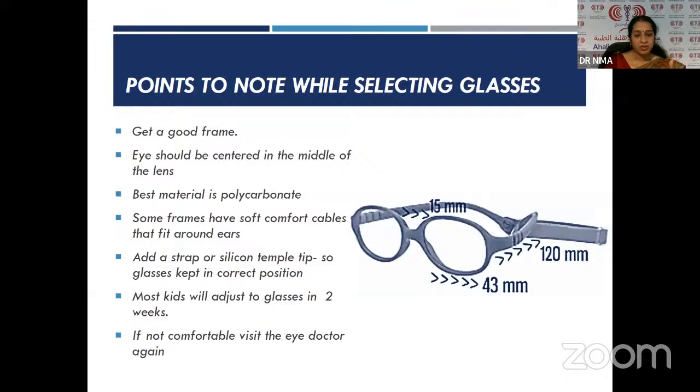So, what are the points to note while selecting glasses for kids? Always select a good frame, and make sure the eye is centered in the middle of the lens. That is, the child should not look above the glasses. The parent should take care of that well. And the best material is polycarbonate because it will not break. Some frames have soft comfort cables that fit around the ears so that they sit in the correct posture. And add a strap or a silicone temple tip so the glasses are kept in the correct position.